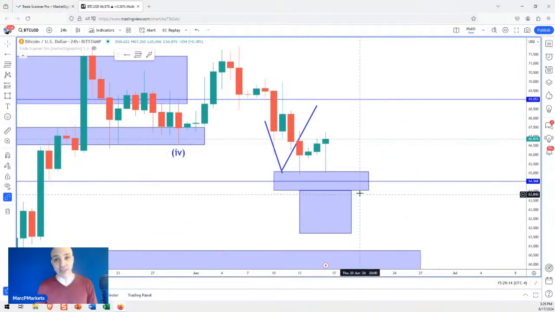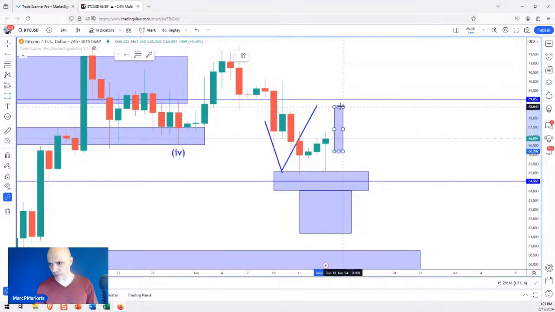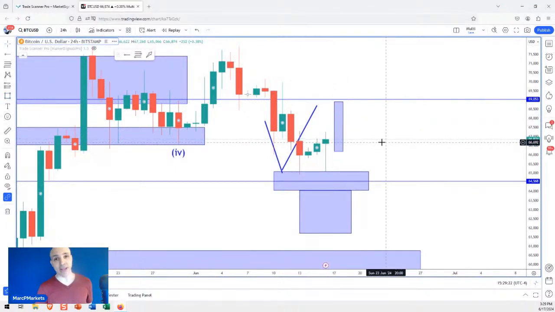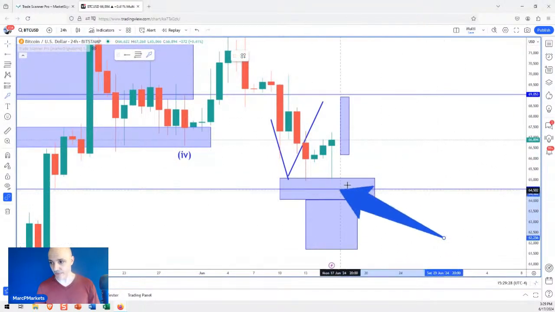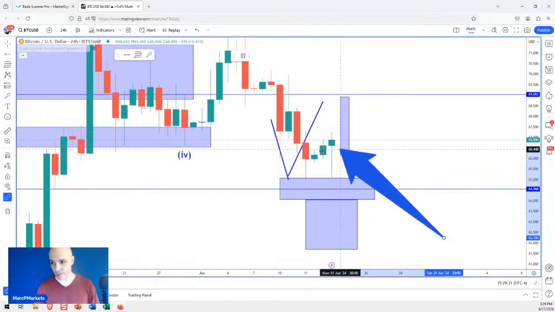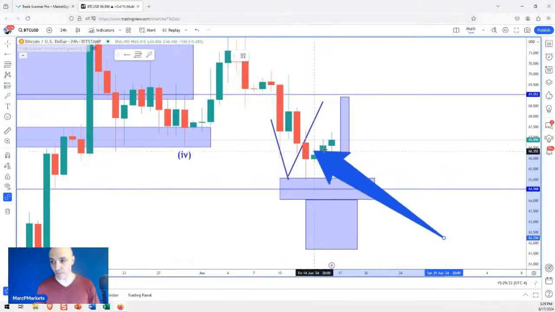If we do not do that, and instead we see candles start to work their way back up to here, then you have your answer. Now, how do you navigate this? Well, first of all, you know your levels. This area, 64K, 65K, 66K, this is generally a support area.